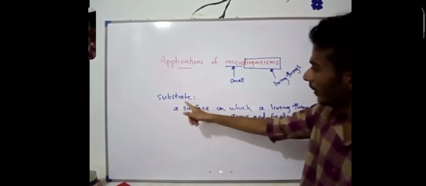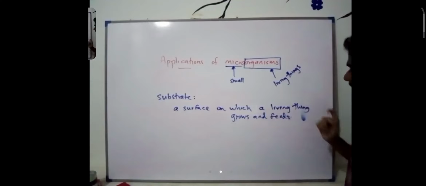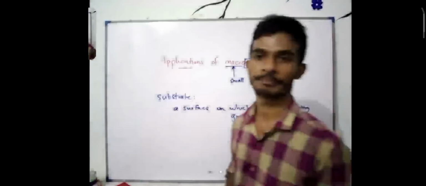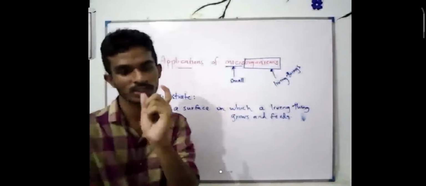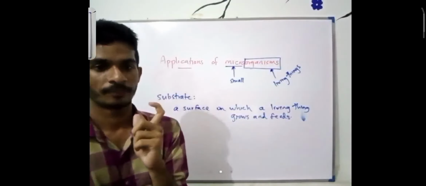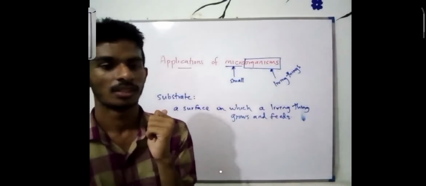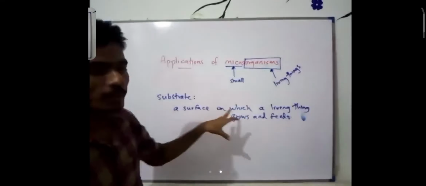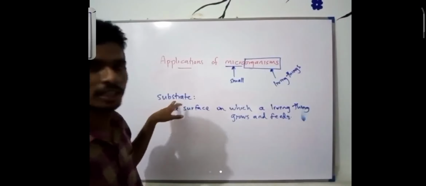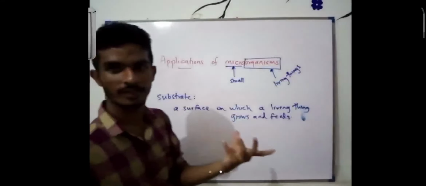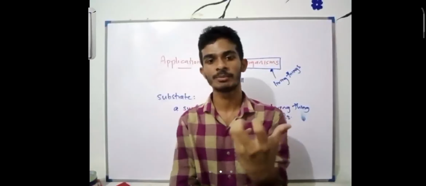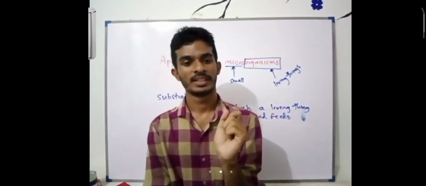So substrate means a surface on which a living thing grows and feeds. Now tell me one example for substrate. I have written the meaning of the word substrate. Now I am asking for an example. A simple example. I am waiting for your answer.